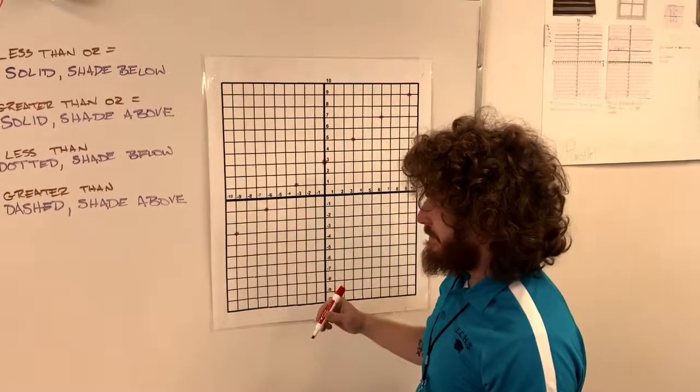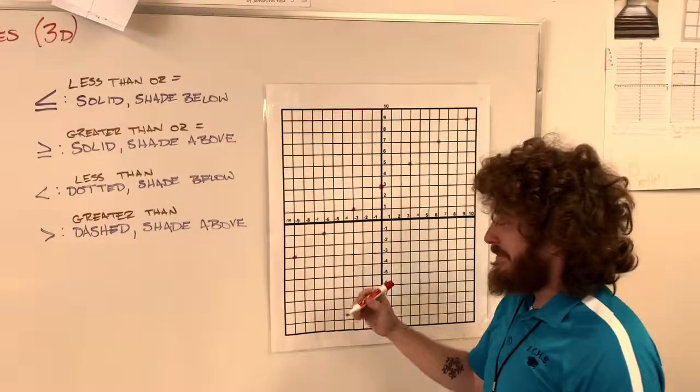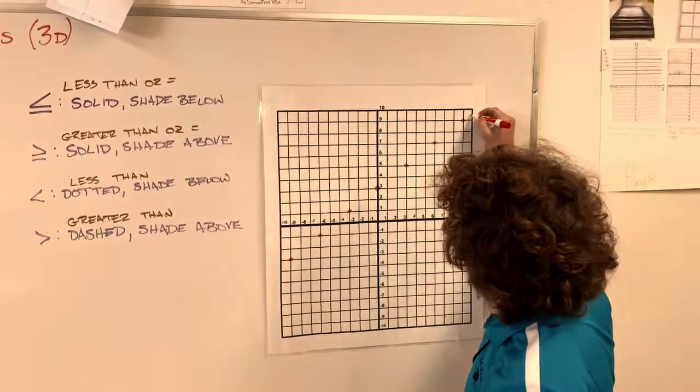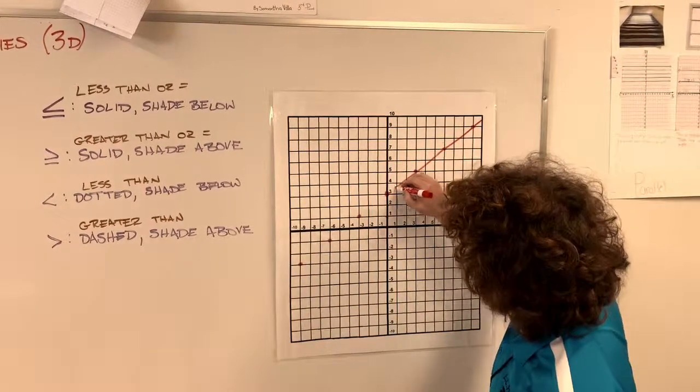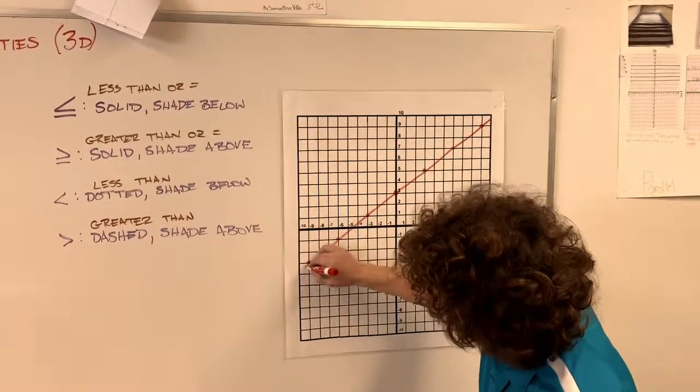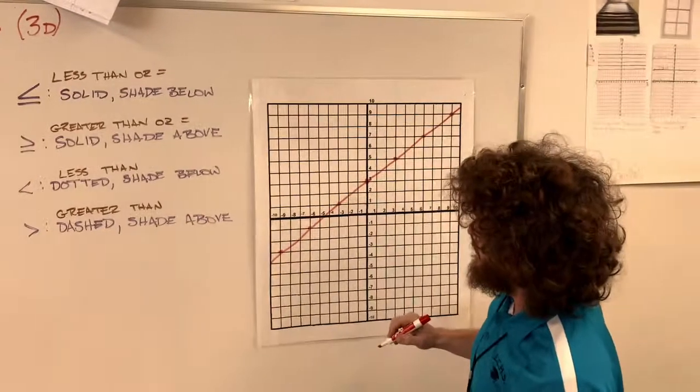Now I must make my line. Remember, what was my inequality? Oh, it was greater than or equal to. That means it should be solid. Use a straight edge as I am showing you here.